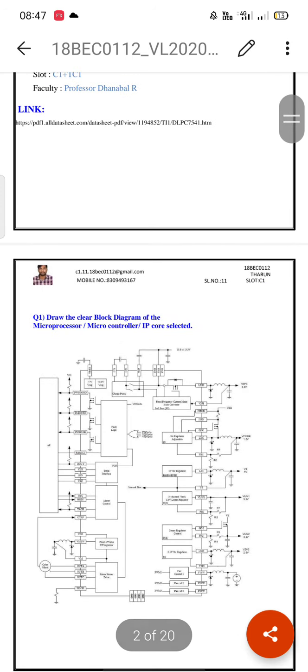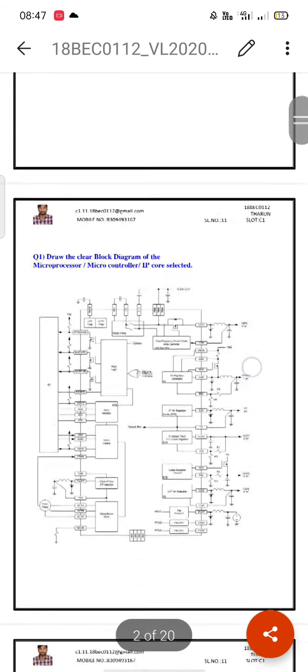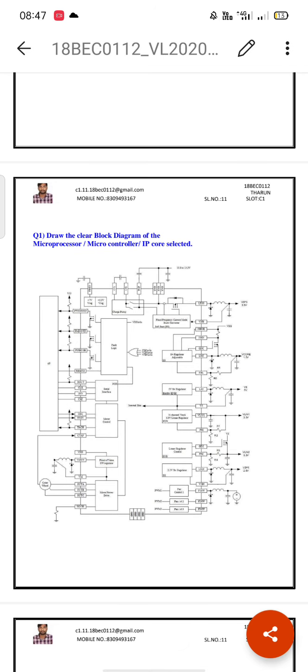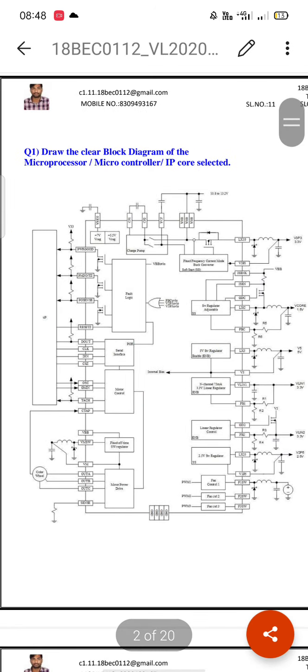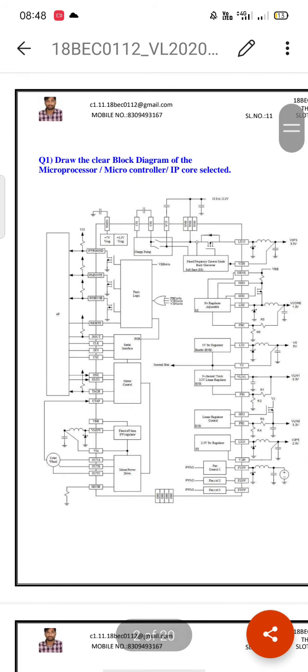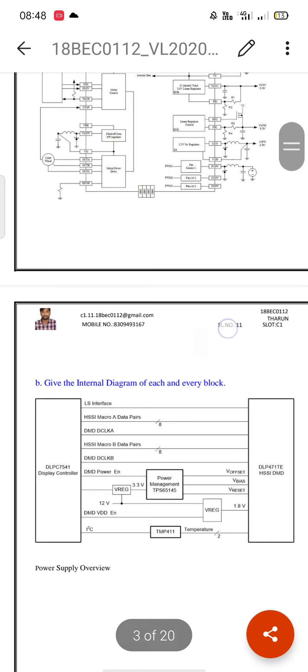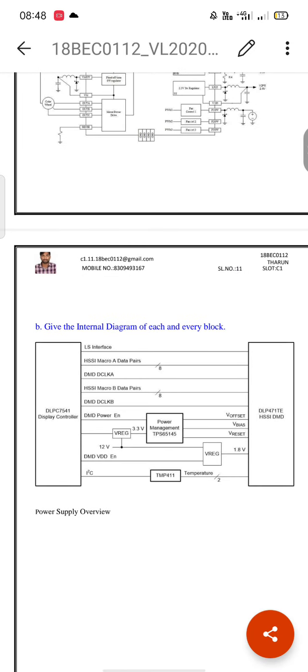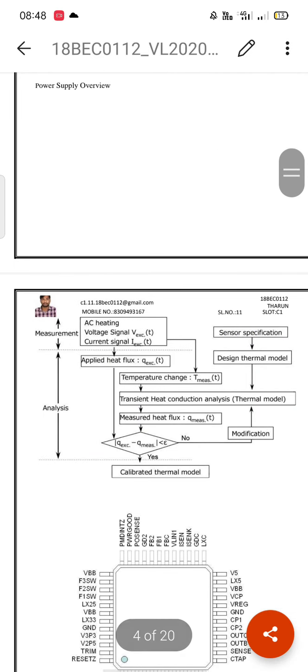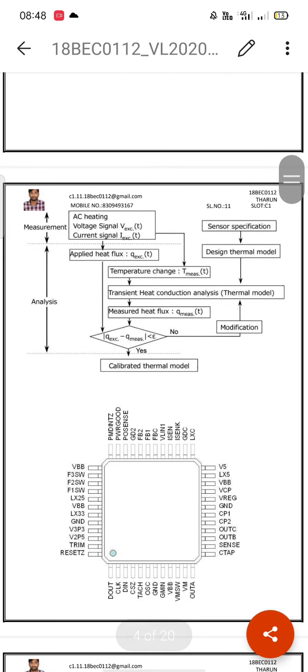The first question is to draw a clear diagram of the microcontroller, and the tool I have used to draw this diagram is Draw.io. My microcontroller block diagram consists of motor controllers, motor drivers, some logic units, serial interfaces, 5V regulators, current resistance and charge pumps, etc. And this is the internal block diagram of each block, and these blocks are connected by power management, temperature, and these are the other block diagrams of each block.